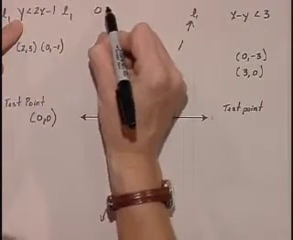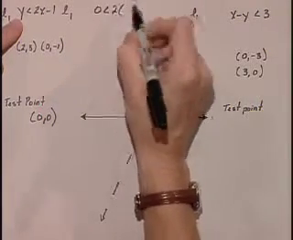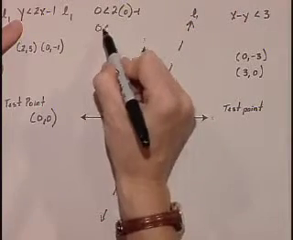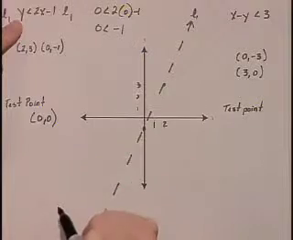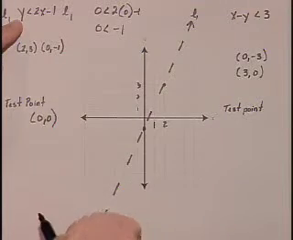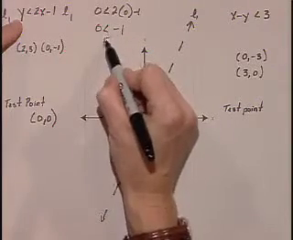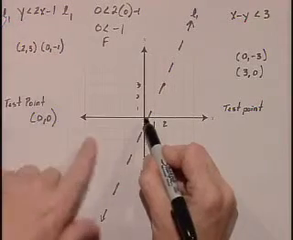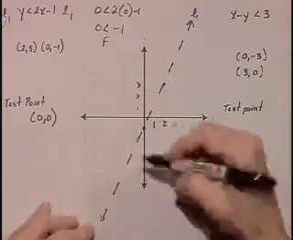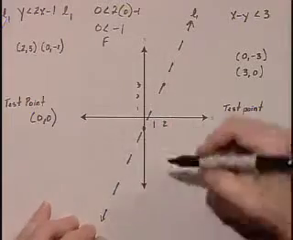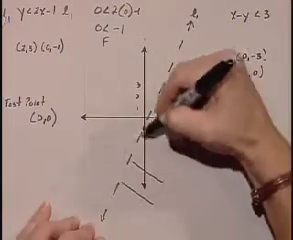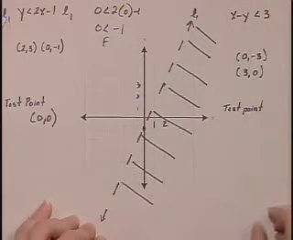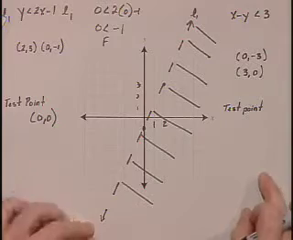We'll have 0 is less than 2 times 0 minus 1. Is 0 less than negative 1? That's false. 0 is not less than negative 1. So (0, 0) did not check as a test point for line number 1, so we are going to shade the opposite side. Now let's do the second inequality.